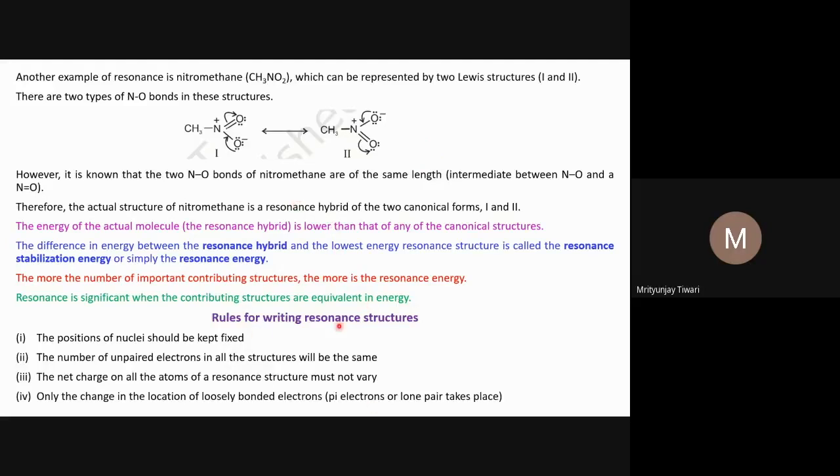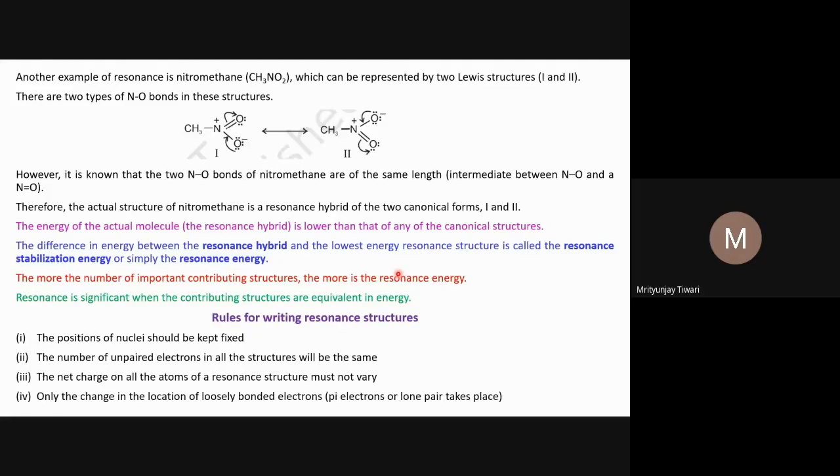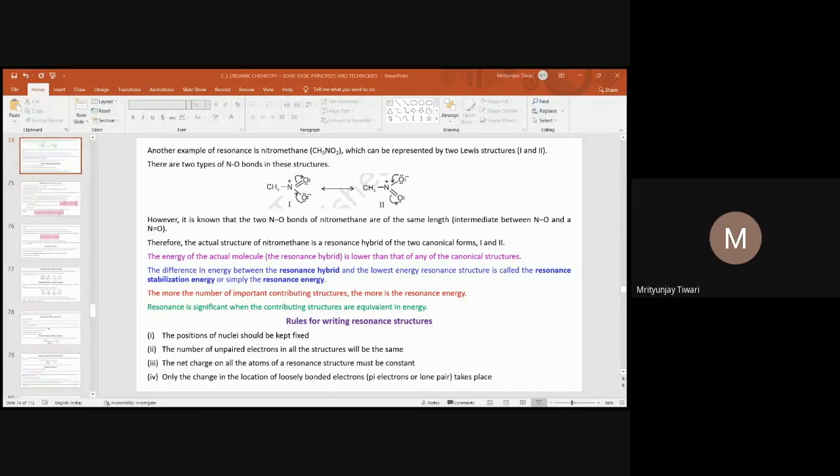Let us look at the rules for writing resonance structures. We have written resonance structures here for nitromethane, and also two resonating structures for benzene. We may need to write even more resonance structures for many more molecules. Let's see the rules one should keep in mind while writing them. The first thing is that the position of nuclei should be kept fixed. Once you write one structure, wherever the nuclei of different atoms or elements are, their positions should remain the same in the other resonance structures as well.